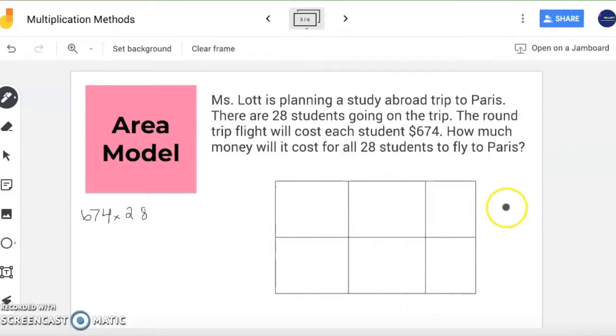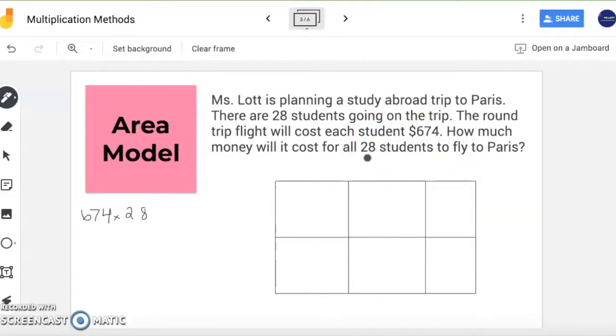The first thing I'm going to do is draw a rectangle. And notice my rectangle is 3 by 2. We have 3 columns by 2 rows. Now notice here I did that because we have a 3-digit number times a 2-digit number.